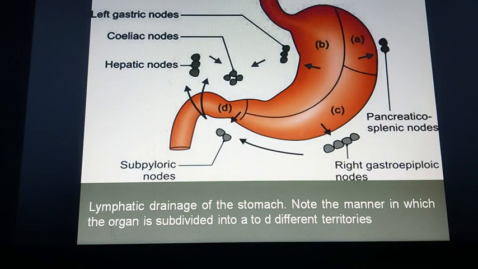Next, coming to the lymphatic drainage. Coming to the lymph nodes. What are the lymph nodes which are involved in the stomach? First group, that is the left gastric nodes, then celiac nodes, hepatic nodes, subpyloric nodes, right gastroepiploic nodes and pancreatico-splenic nodes. So these are all the lymph nodes.